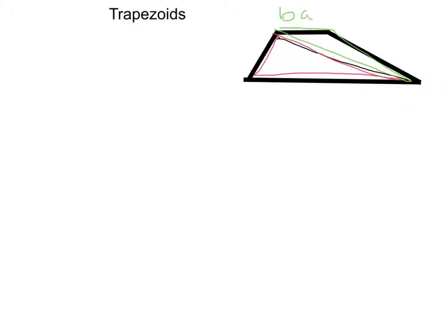So we have one base up here and one base down here. Now my first question to you would be, why are those the bases? There's four sides to a trapezoid. How did I know to pick those two as my bases? What your answer should be is because they are parallel.